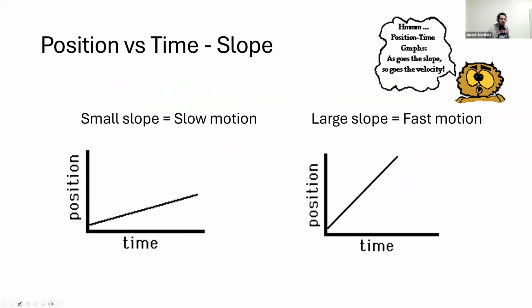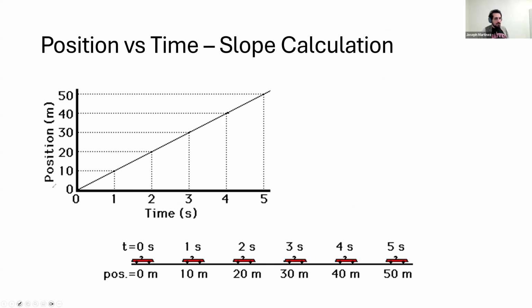And we generally would say that a small slope on position versus time indicates slower motion. And as that slope goes up, the velocity increases, in the case of a faster object. So there's a connection here between the slope and the velocity. And this next slide is going to be a little bit of a mathematical review, where we're going to talk about how to calculate that slope value.